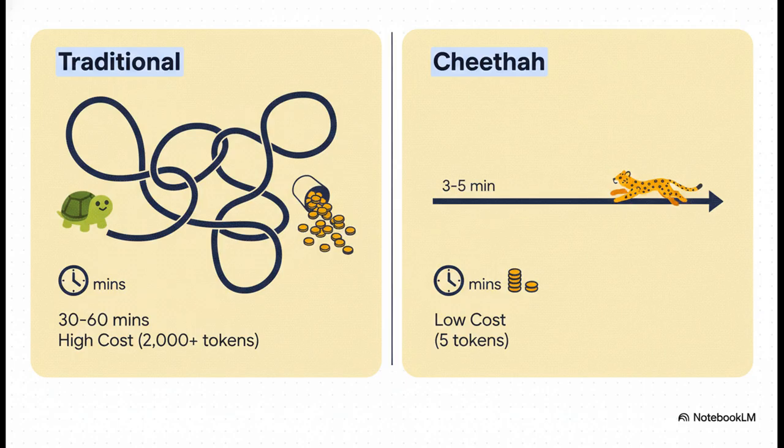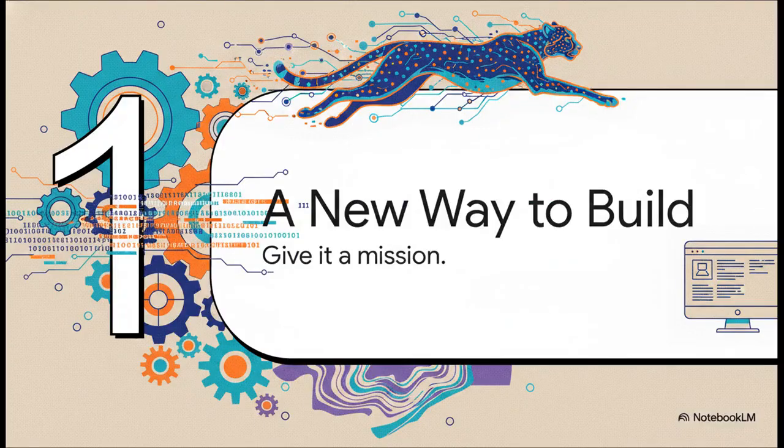You give it one little command, and in like 3 to 5 minutes, it builds the entire thing for a tiny, tiny fraction of the cost. This is really a fundamental shift in how we think about this stuff. Instead of giving a programmer or an AI this long, detailed list of step-by-step instructions, you just give Cheetah a mission. You give it a high-level goal, and it figures out all the boring details itself.